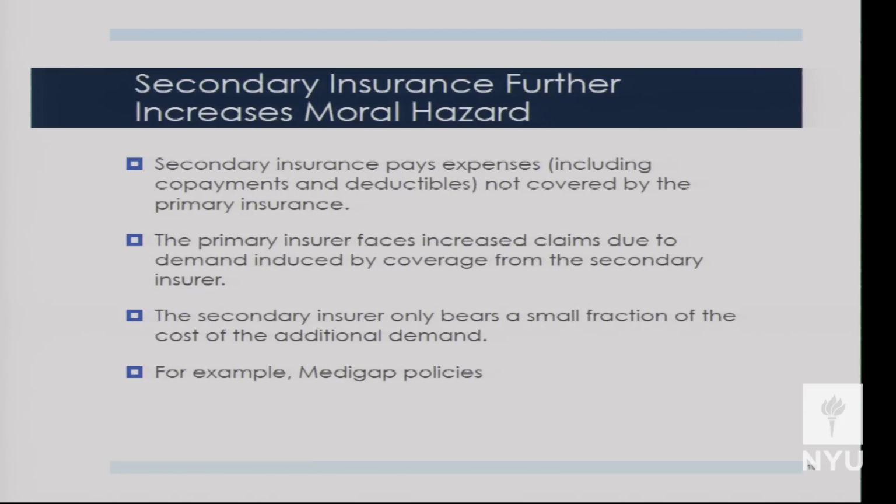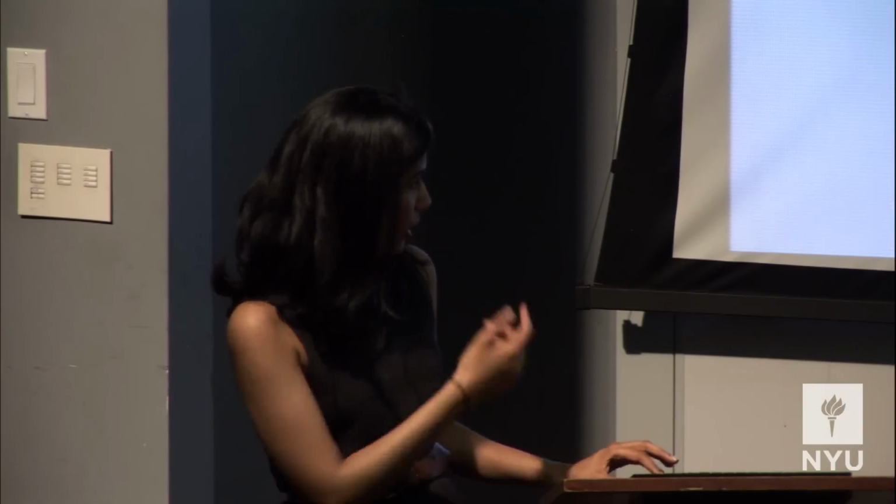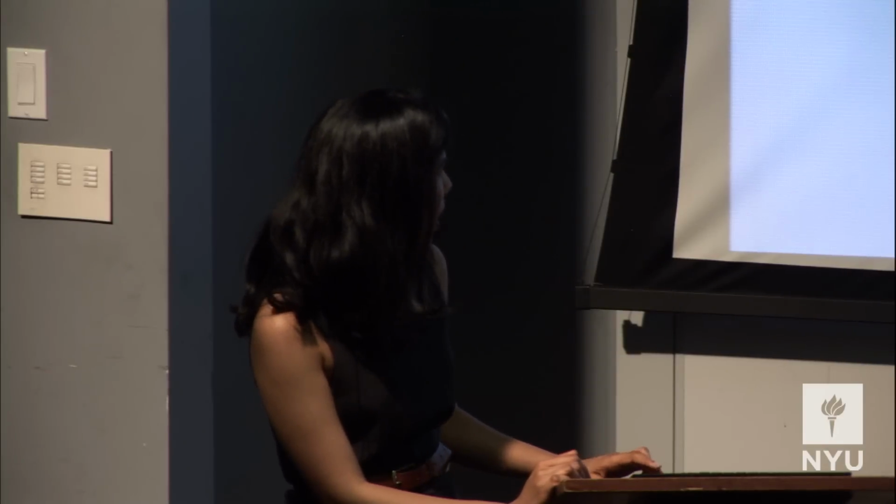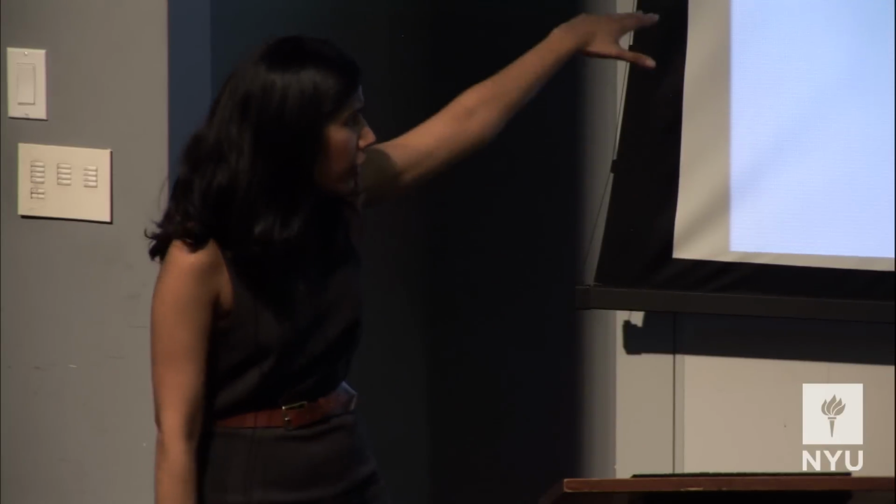Yes, question? Sorry, weren't the primary insurance paying $90 under the other scenario as well? They are, but you're going from consuming the number of units corresponding to C, which is Q2, to one more unit than Q2, right? So they're going to spend $90 for an additional unit, exactly. Because the secondary insurer only bears a small fraction of the cost of your additional consumption, your primary insurer actually bears most of the costs.